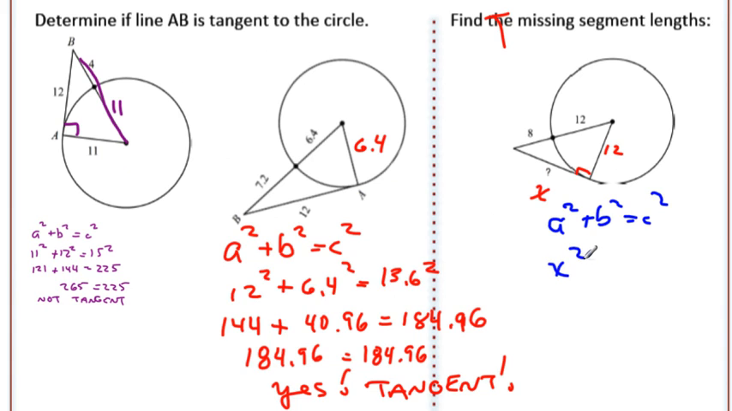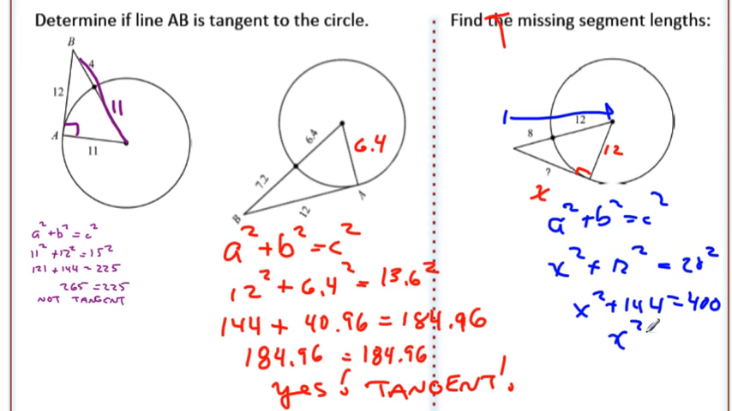So do we get x squared plus 12 squared equal to, you got to get this whole hypotenuse here. Remember, that's the hypotenuse because it's across from the right angle? That's 20 squared. All right, so is x squared plus 144 equal to 400? When you solve it, you get x squared equals 256, so x equals 16. All right, so x equals 16 here. That's the tangent. We found the length of the tangent.